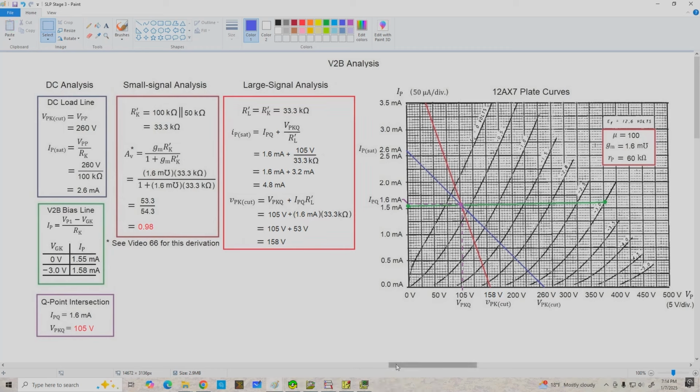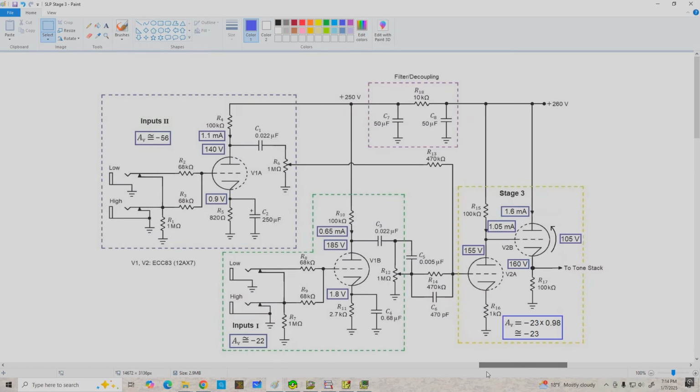And now let's go on over and look at these results on the schematic. Let's start by looking at V2A. We calculated 1.05 milliamps for plate current and VPK of 155 volts, and that'll be approximately the same as its plate voltage as well. We've only got about 1 volt dropped across R16 here. Now this is directly driving V2B, and we calculated 1.6 milliamps plate current here, which gave us a VPK of 105 volts. Remember, it's plate to cathode that we calculated, not plate voltage. That's 260. We're going to have about 105 dropped across the tube itself. And if we have 1.6 milliamps plate current, that should give us 160 volts down here at the cathode.